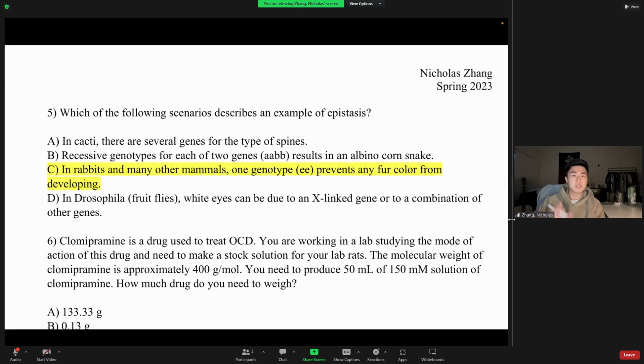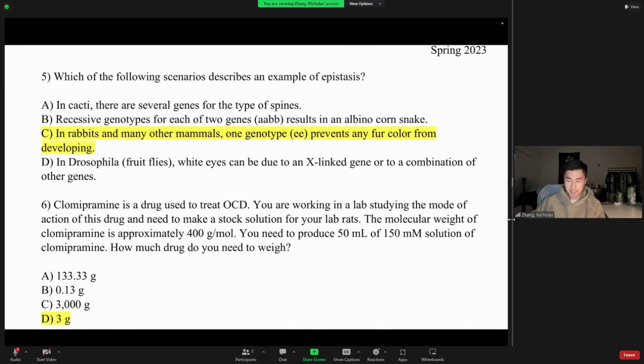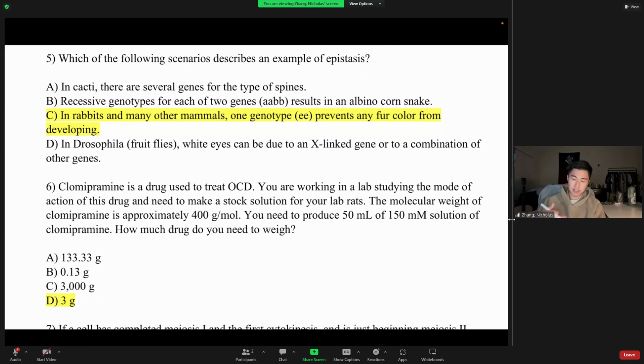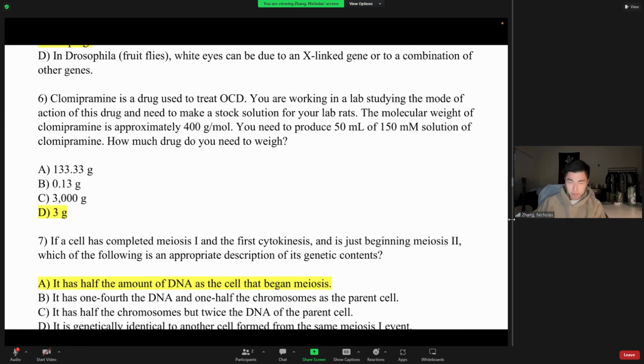It's a gene controlling another gene, is the best way I can describe it. If that's confusing, search it up. Yeah, it shouldn't be too difficult to understand. But C is the correct answer for number 5. Cool.